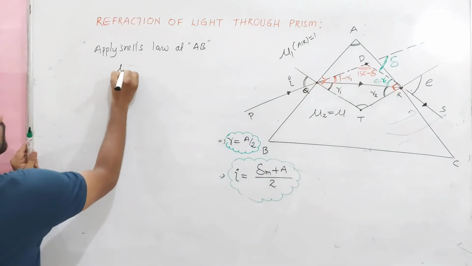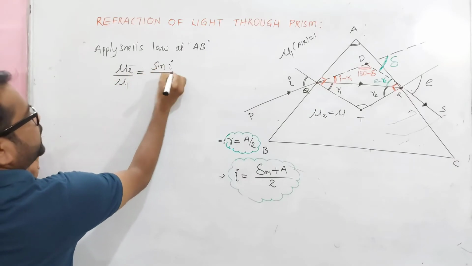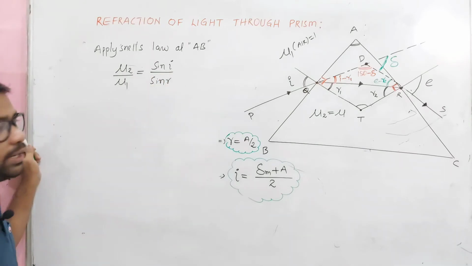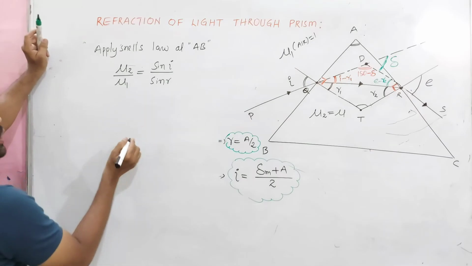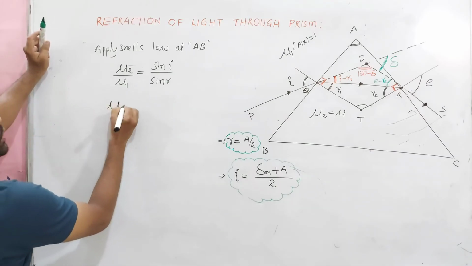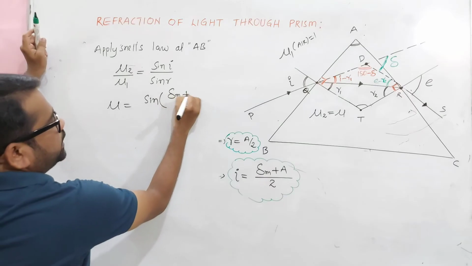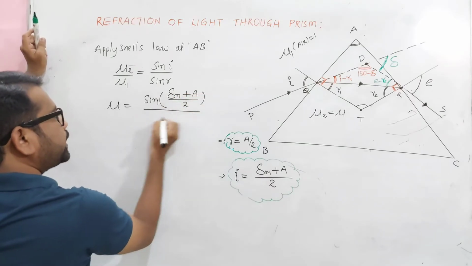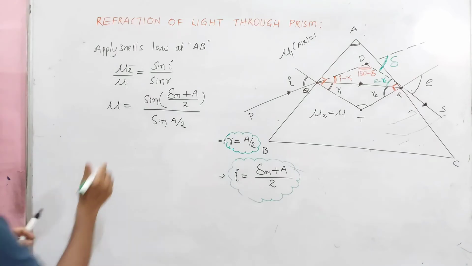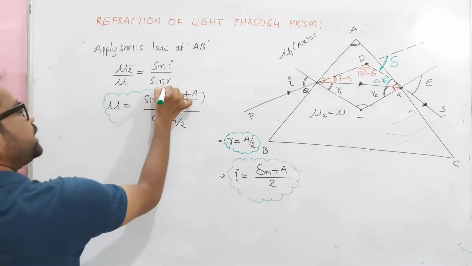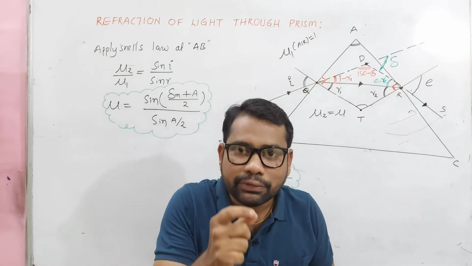So we can write: mu2 by mu1 is equal to sine of angle of incidence by sine of angle of refraction. Anyhow, mu2 is this mu only, so mu by 1, which we can simply write as mu only. That is, mu is equal to sine of (delta m plus A by 2) divided by sine r, which is A by 2. So children, this is the very important formula which we got. It is the formula to calculate the refractive index of the given prism.